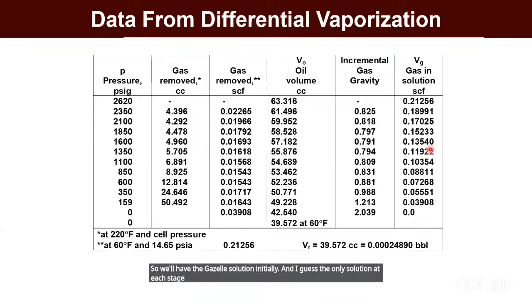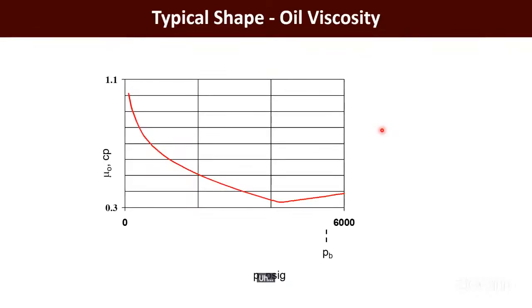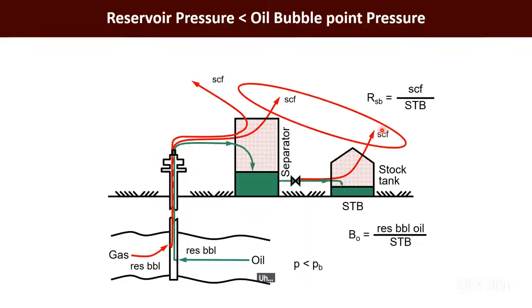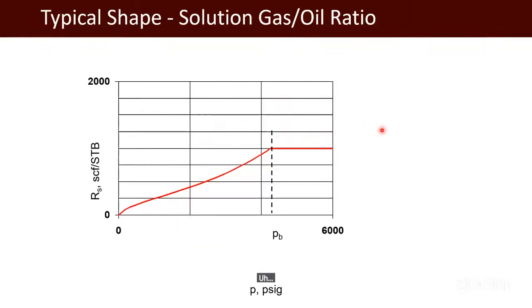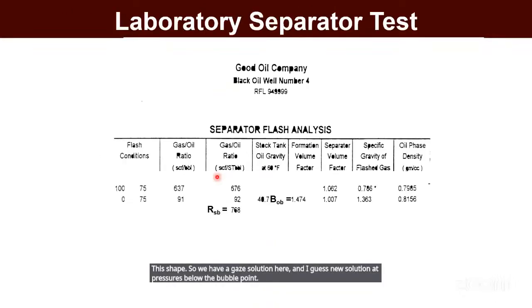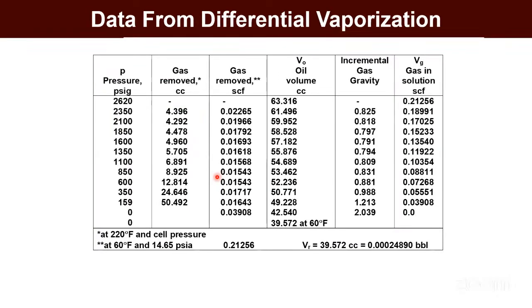So we can obtain this shape. We have the gas in solution here and the gas in solution at pressures below the bubble point. So from the differential vaporization, we can know the Rs at the bubble point and below it.